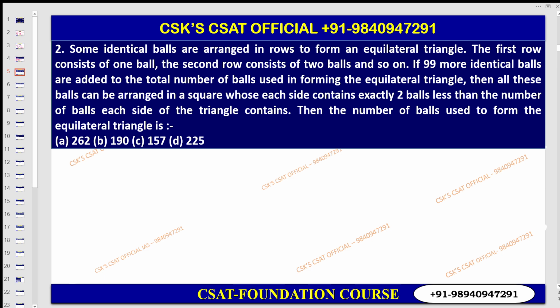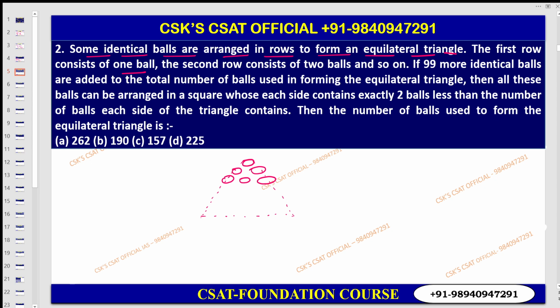Simple yet important. Now some identical balls are arranged in a row to form an equilateral triangle. To form an equilateral triangle, the first row consists of one ball. The second row consists of two balls, and so on, which means the third row consists of three balls. Like that, it forms an equilateral triangle.